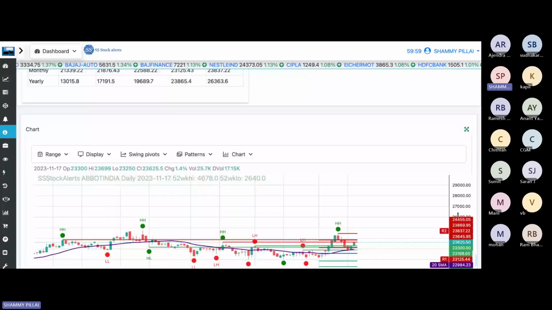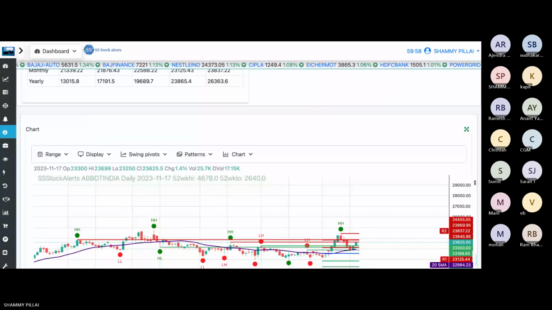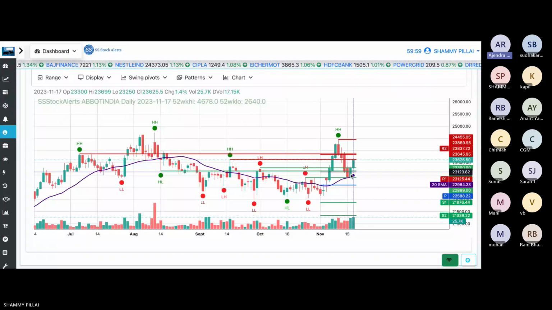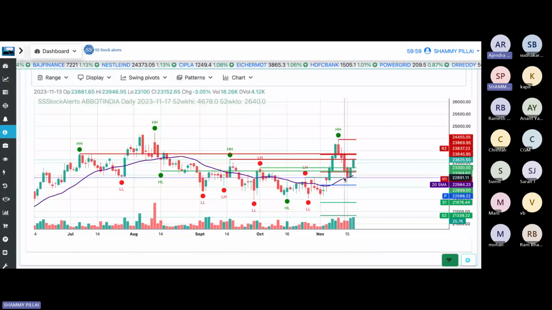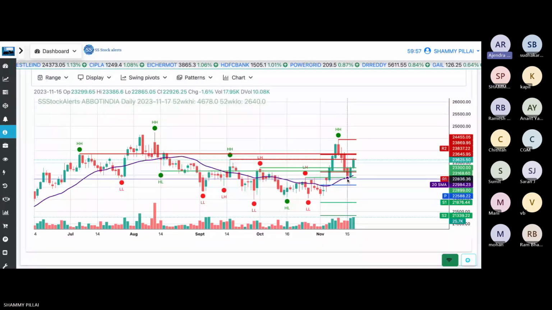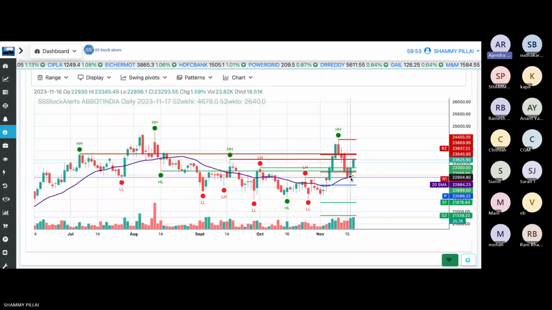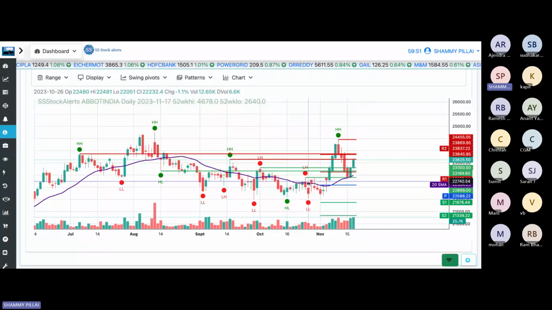You're seeing here, by which level? Sorry, we can't see the mouse. Here now, the 20 SMA, 22.9. So it came down and it took support at 20 and it's moving back. So we have all these three support lines. If you can just draw three on the swing pivot support.